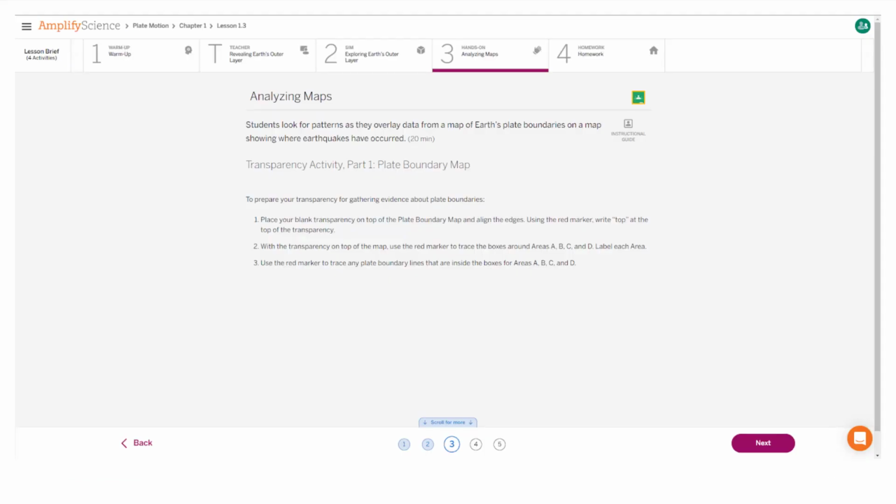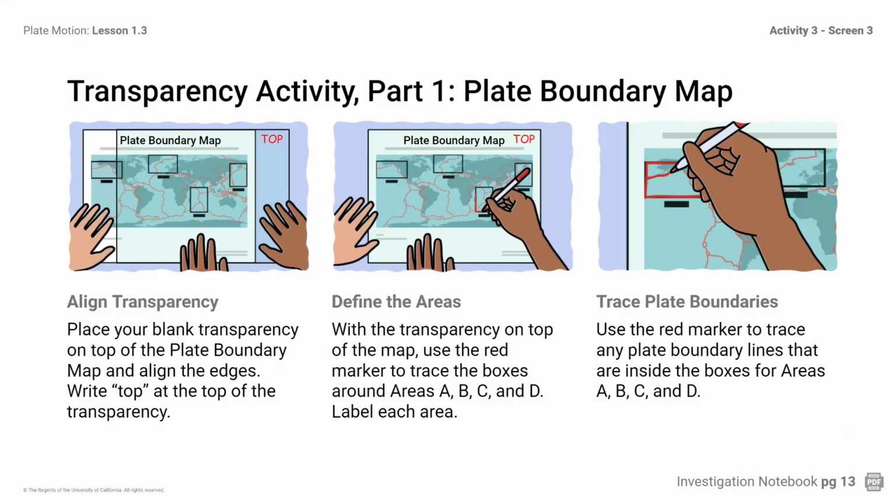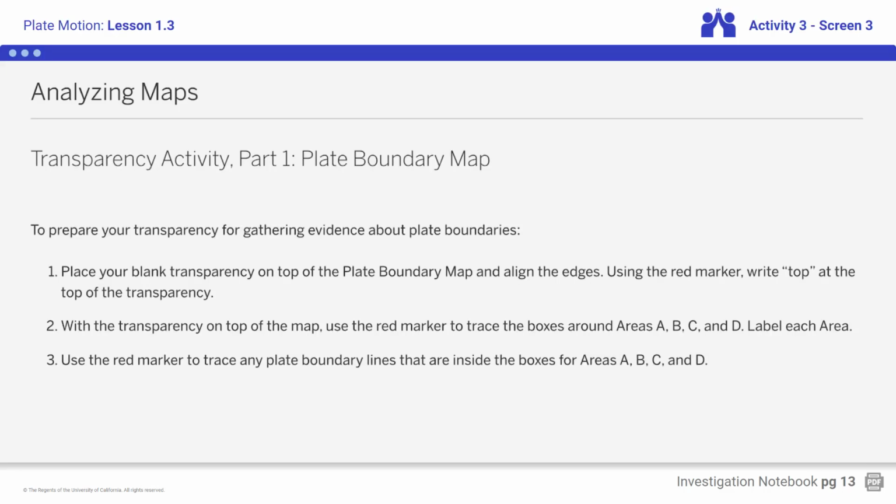Here is what your student screen looks like for this part of the lesson. Transparency Activity Part 1, Plate Boundary Map. Align the transparency, define the areas, and trace plate boundaries. Students, you will not be able to do this part of the lesson at home. This is where you would draw the plate boundaries in each of the 4 areas on the transparencies.